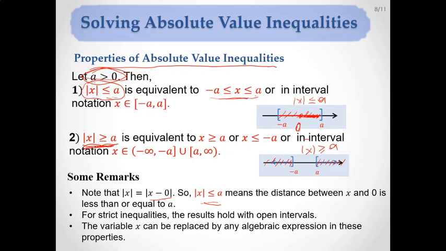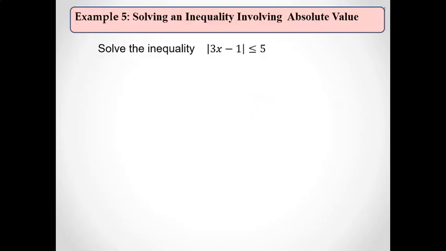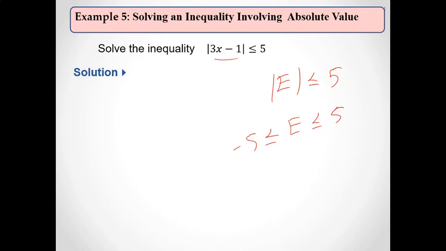And x can be replaced by any algebraic expression. So we give this one with x, but this might be with other variables. Okay, let's look at this example. So we will solve this one. You remember this one? Less than 5 means between minus 5 and 5. Then you can put this 3x minus 1 here, and you are solving a double inequality here.